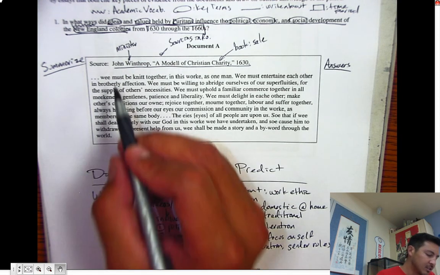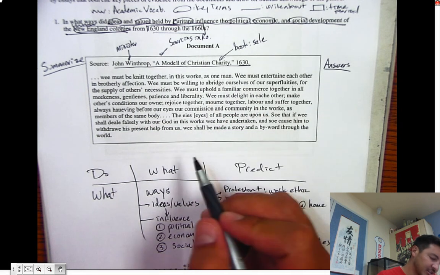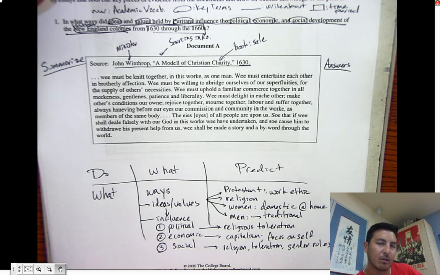All right, so interesting. I don't know if that's spelled correctly, but you're starting to get this 1630 English. That's why this DBQ is a little bit difficult, because they use language that we don't really relate to.